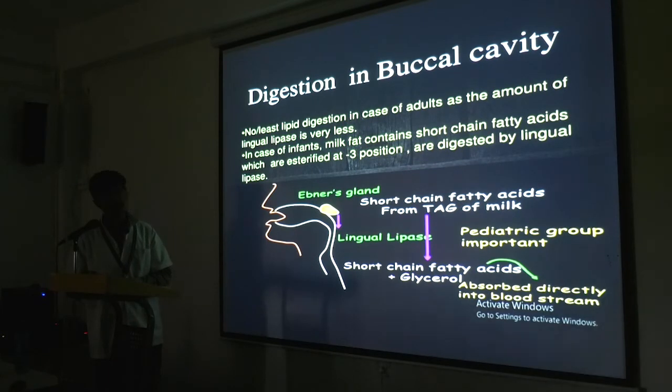Digestion in the buccal cavity is basically the chewing process and the mixing of salivary amylase for the preparation of globules and the bolus for intake through the stomach.